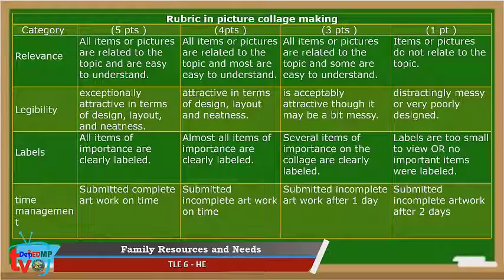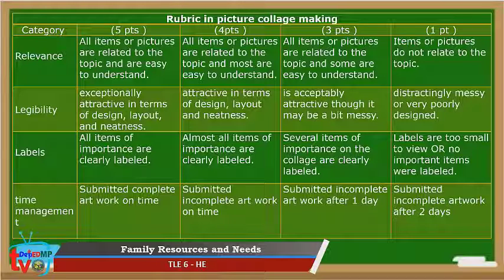You'll get 5 points if all the items or pictures are related to the topic and are easy to understand. 4 points if all the items or pictures are related to the topic and most are easy to understand. 3 points if all the items or pictures are related to the topic and some are easy to understand. 1 point if all the items or pictures do not relate to the topic.